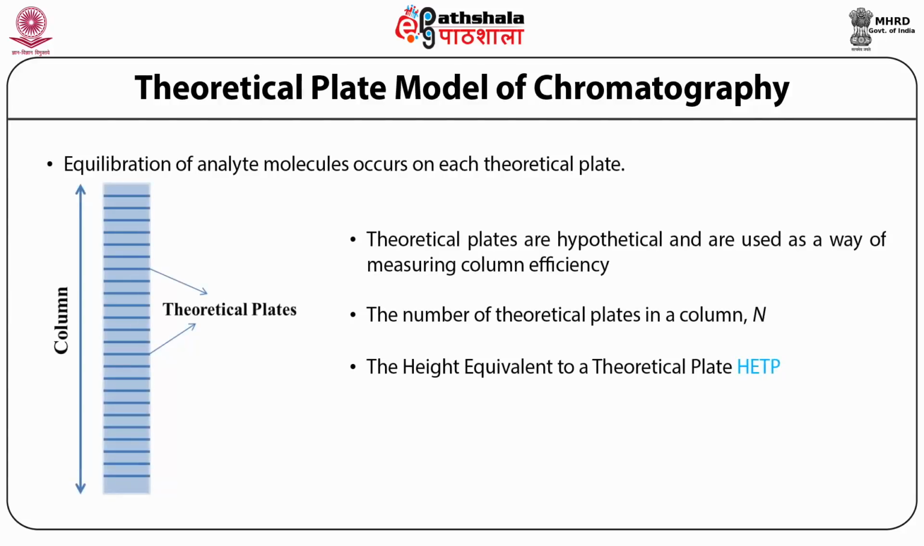Equilibration of all analytes is said to occur between the stationary and mobile phase in each of these plates. The analyte moves from one plate to the next after equilibration at every step, down the column until eluted out. Theoretical plates refer to the length of the column that allows one complete equilibration of sample in the stationary phase.